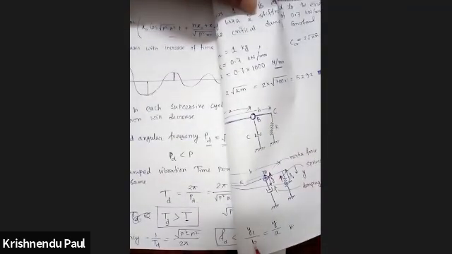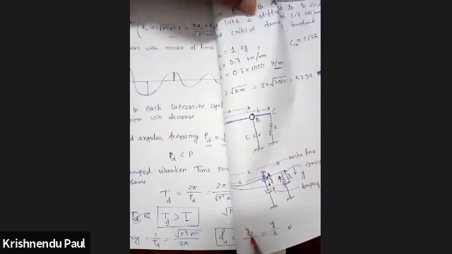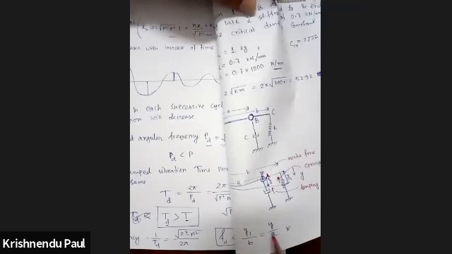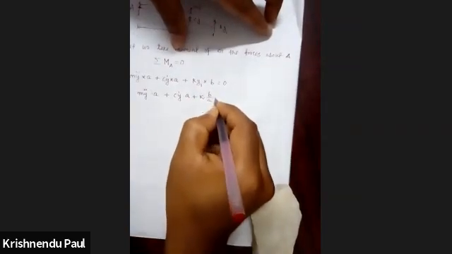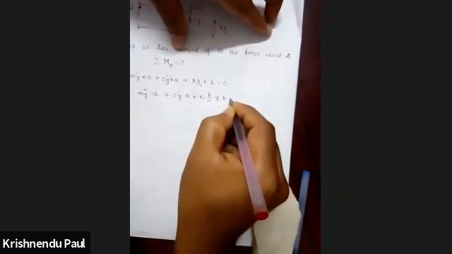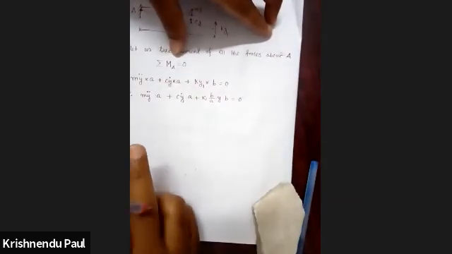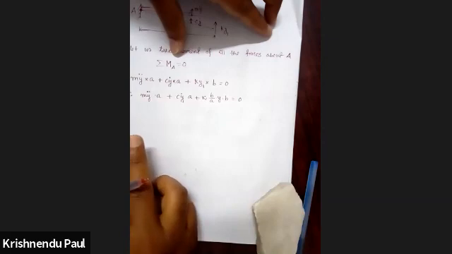So last we wrote here y1 by b is equal to y by a, from this y1 is equal to b by a into y. Okay, so y1 is equal to b by a into y. Is it fine? Yes, sir.